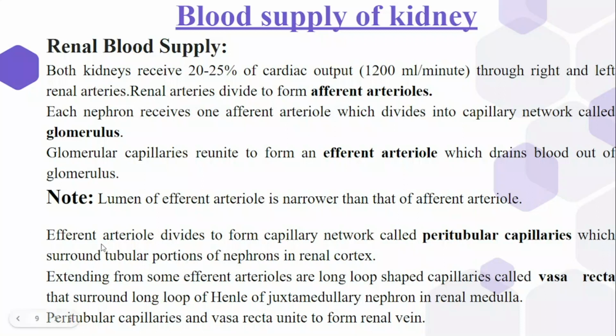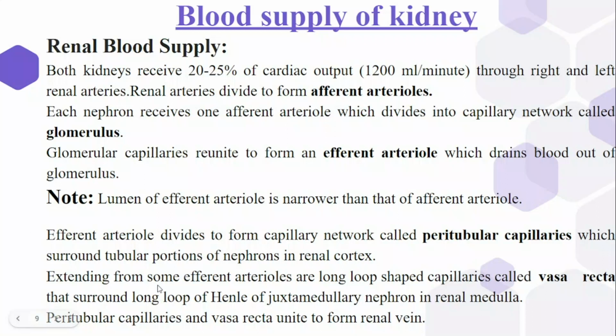Clear? The efferent arteriole divides to form a capillary network called the peritubular capillaries, right? Efferent arterioles are further converted into another capillary network called the peritubular capillaries, which surround the tubular portions of the nephron in the renal cortex. Clear? The tubular portions of your nephron are the proximal convoluted tubule, loop of Henle and the distal convoluted tubule, right? Your peritubular capillaries surround the tubular portions of your nephrons in the cortex region of your kidney, right?